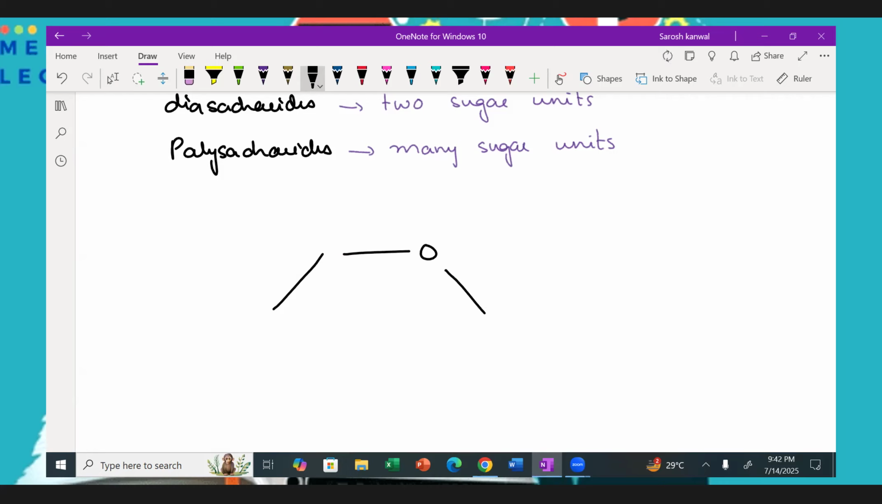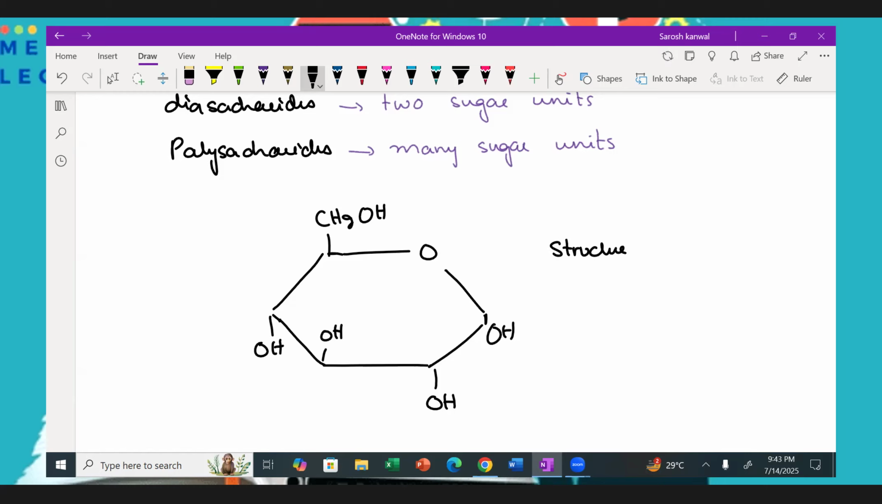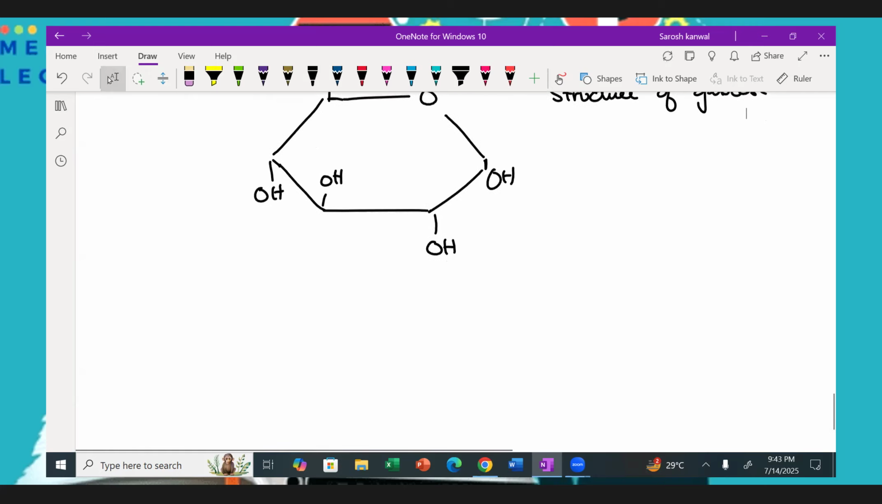It starts from here, oxygen, with an OH group attached here. Then you have an OH group attached here, then here an OH group, then here an OH group. And at this end, you have CH2OH, right? This is how the structure of glucose looks.